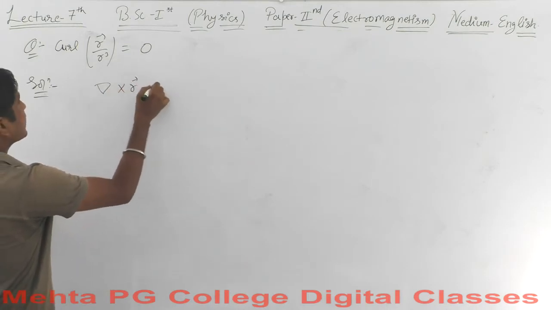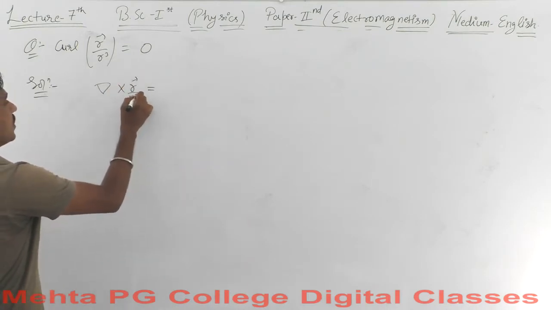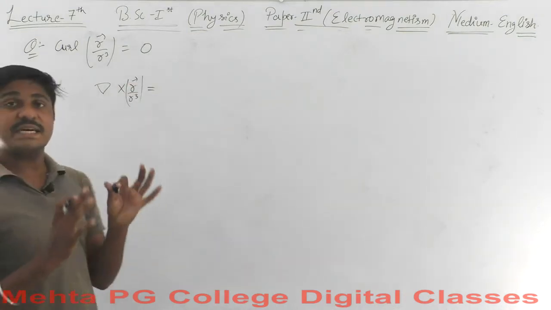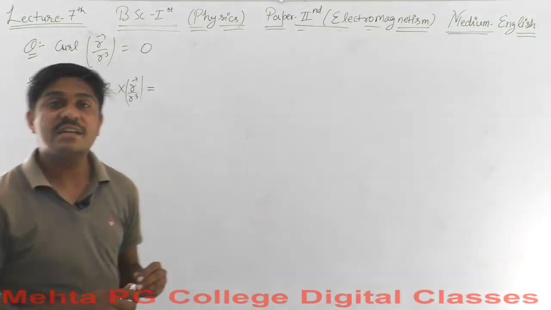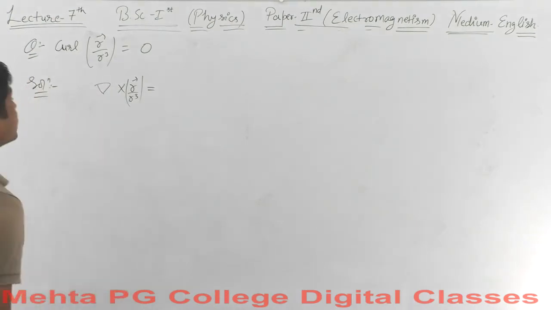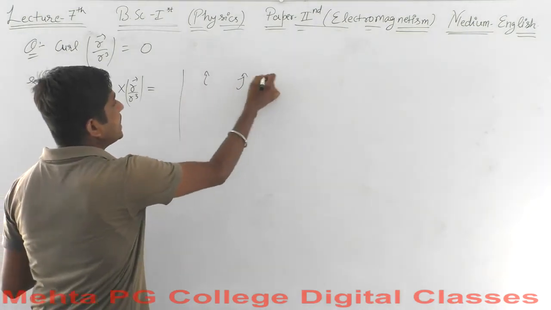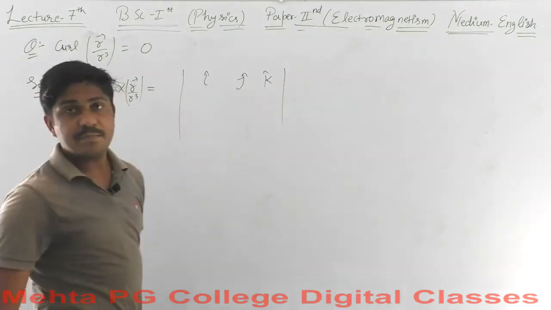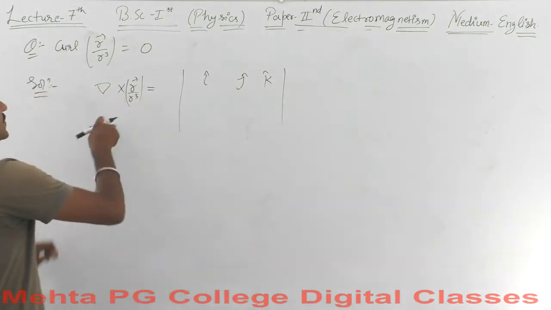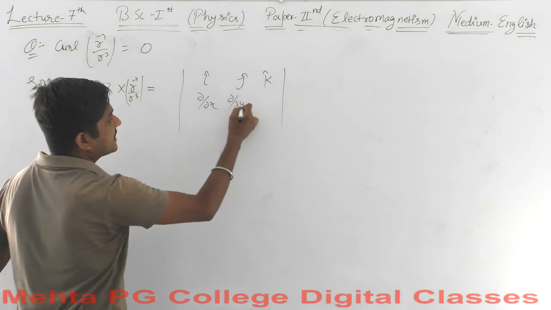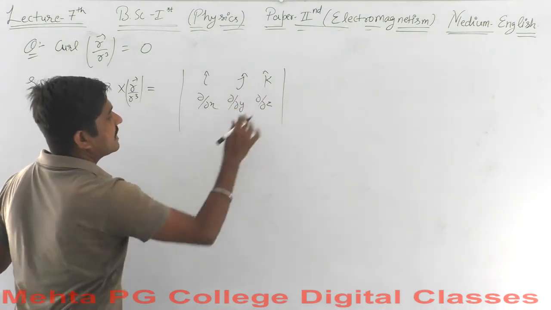Del cross r vector over r cube, this is the cross product here. This is not the scalar multiplication, but it is the cross product, you see. So how do we write the determinant here? The determinant is written in the form i cap, j cap, k cap, and the rest of this, which is curly over curly x, curly over curly y, curly over curly z.